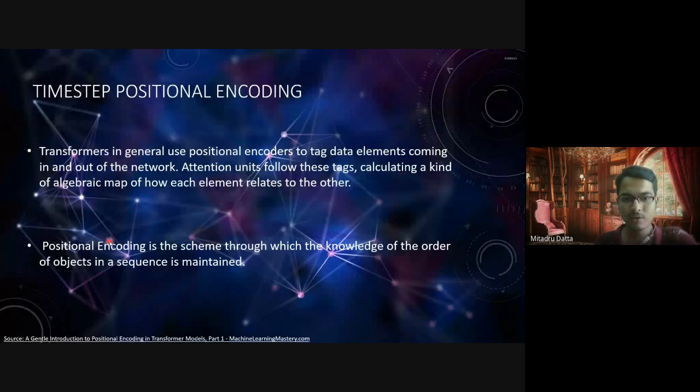The positional encoding is the scheme through which the knowledge of the order of the objects in a sequence is maintained. If we keep track of that using those vector notations, we can also keep knowledge of the position of each object in the sequence as it comes in and out. The knowledge of the order of the objects in the sequence while feeding in and out of the neural network would be maintained.